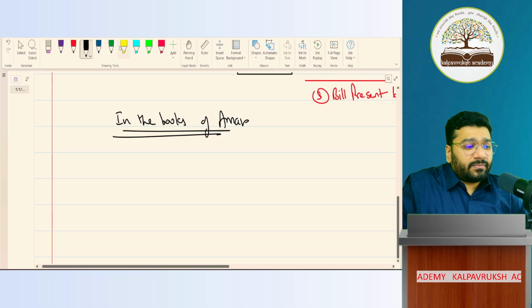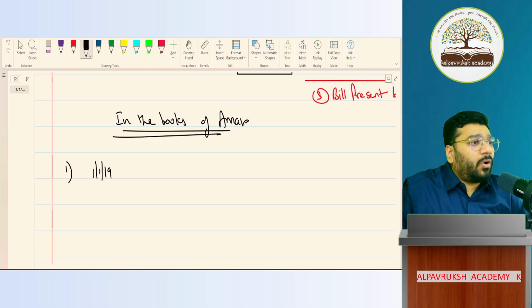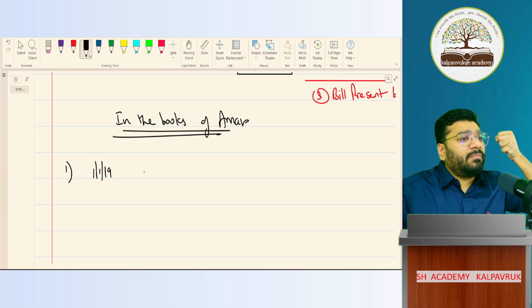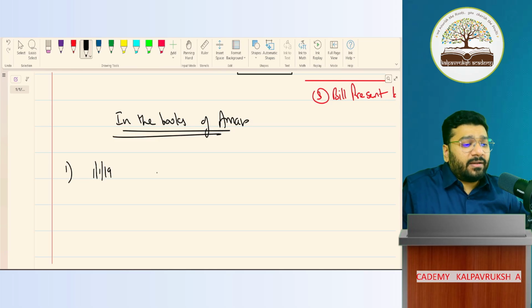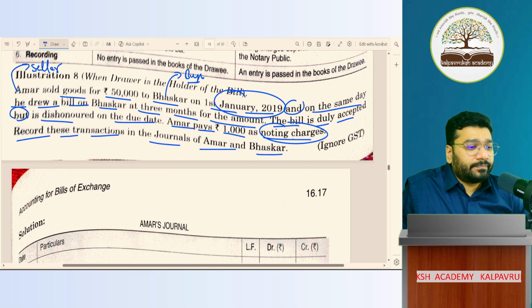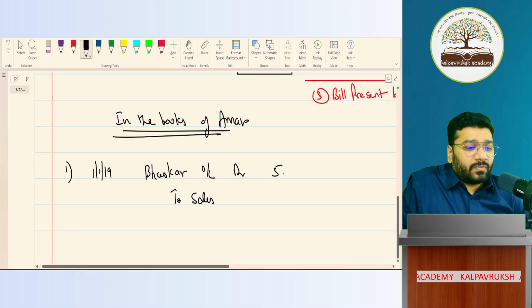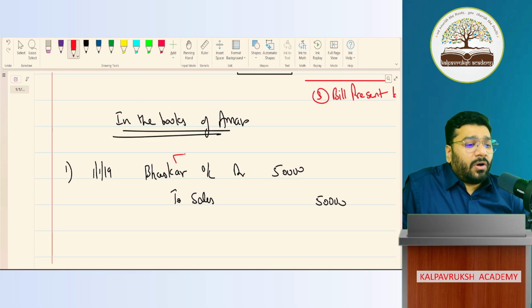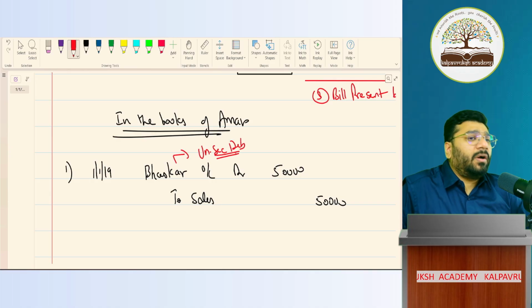So on the date of sale, first entry on 1/1/2019. What is the entry, people? We have sold the goods and we are yet to receive money from Bhaskar. So debtor to sales. Who is the debtor here? Bhaskar. Bhaskar account debit to sales. How much? 50,000 and 50,000. Bhaskar, here we call it an unsecured debtor. Unsecured debtor. Got it?